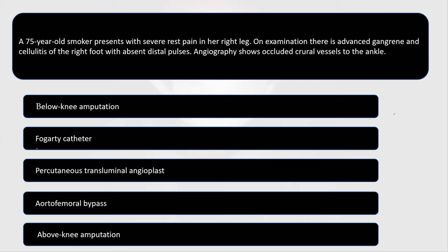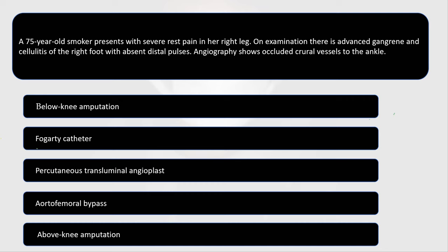So we know she's got gangrene, so she's got tissue damage, she's got absent distal pulses, and she's got severe pain. Is it at rest? Severe pain in her leg, so she's got critical limb ischemia. Absent distal pulses. I would probably do a below knee amputation, but it sounds like an infrapopliteal. Would that be correct? Yes. Take your decision and let me know.